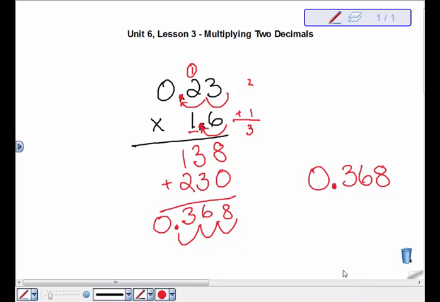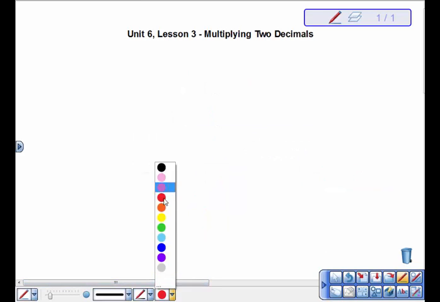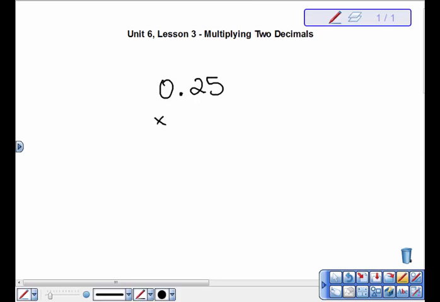Let's try one more. I want you guys to try this one on your own. So let's try 0.25 times 2.9. All right. Go ahead and try this problem on your own. You can pause the recording, solve the problem, make sure you're writing it out on paper, and then what I want you to do at the end is press play and see if you get it right. Go ahead and try that now. Work carefully, and I know you guys can get it.